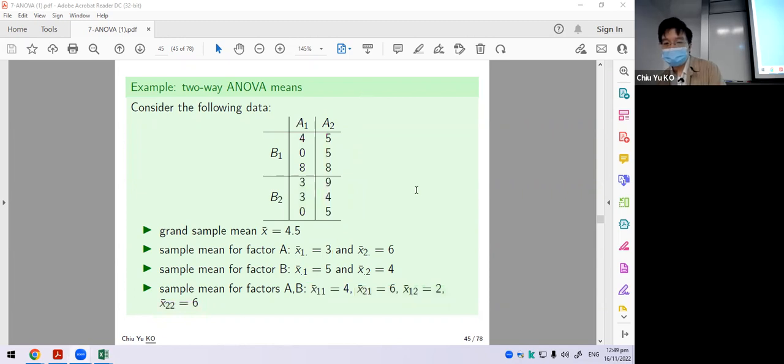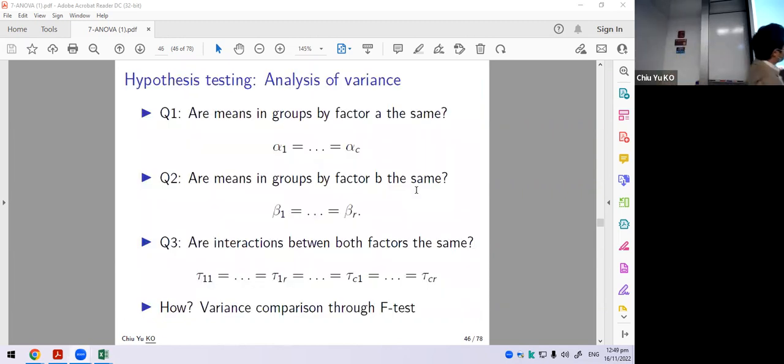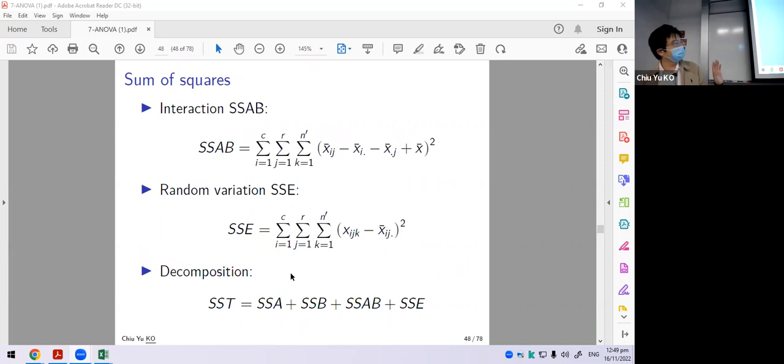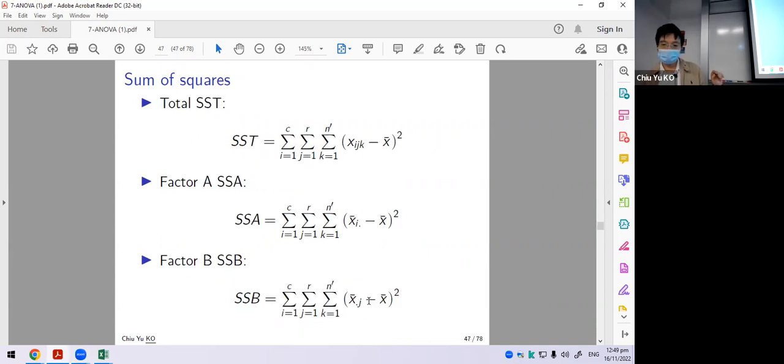No question. So as we said, we try to ask whether alpha is the same, beta is the same, and tau is the same, and we rely on the F test, right? Because of how we can measure the sigma square. So let's look at this. We have SST, SSA, SSB, SSAB, and SSE, and it turns out SST is the same as the sum of all of these. It's very similar to what we have, but let's see what the SST is first.